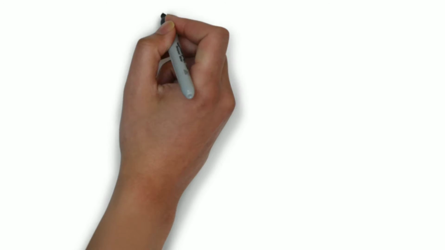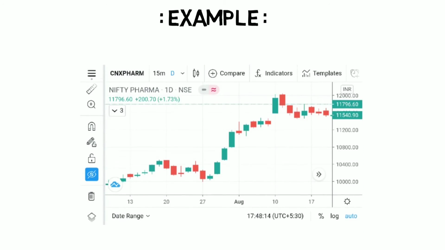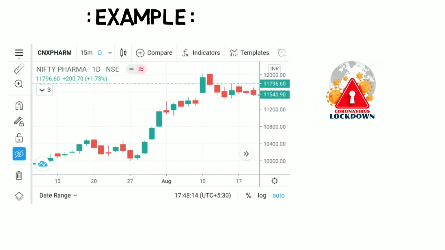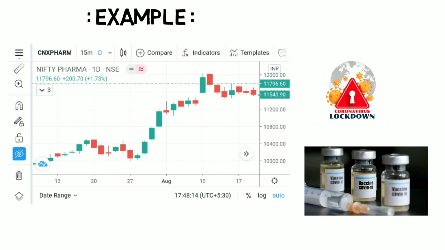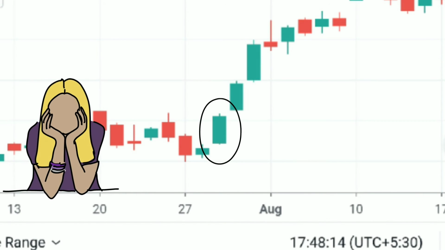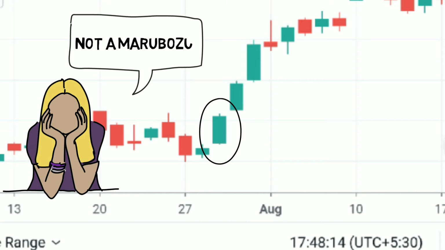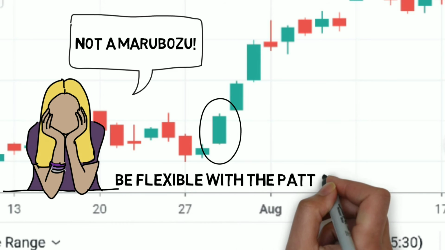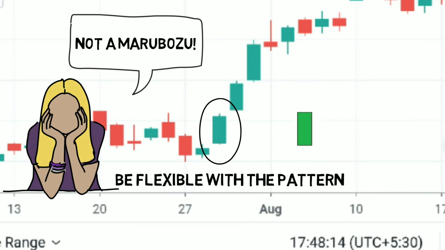I will give you a practical example. This is Nifty Pharma, the indicator for the pharma industry. During this pandemic, when the good news about the success of the vaccine started coming, a bullish Marubozu formed here. Now you may say, this is not a Marubozu candle, because it has some upper and lower shadow. But I want to remind you of the second rule. This is the difference between the textbook and real life.